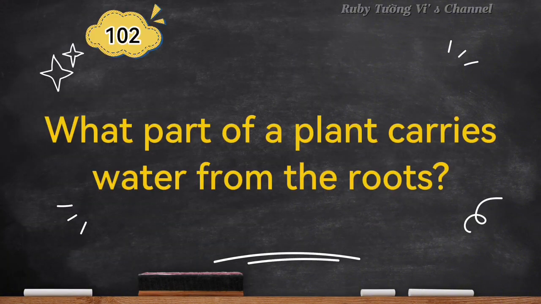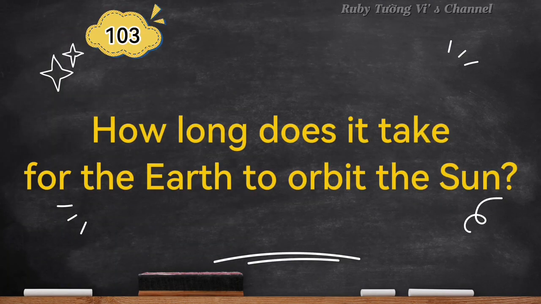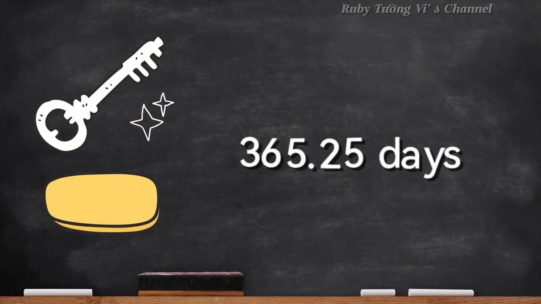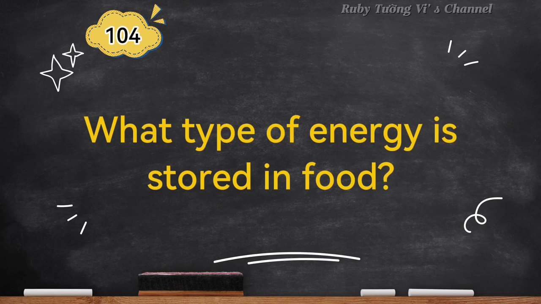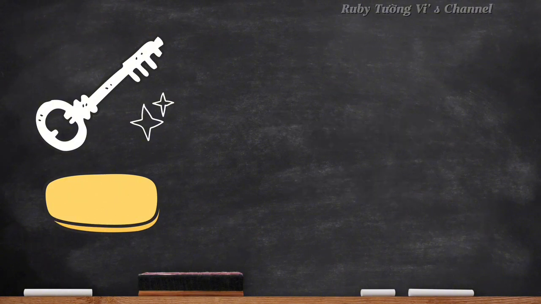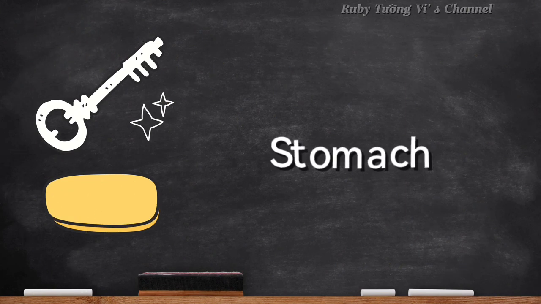What part of a plant carries water from the roots? Xylem. How long does it take for the Earth to orbit the Sun? 365.25 days. What type of energy is stored in food? Chemical energy. In which organ do humans digest food? Stomach.